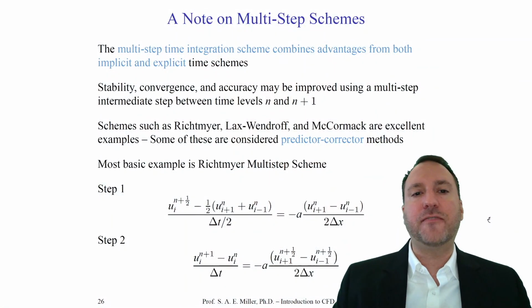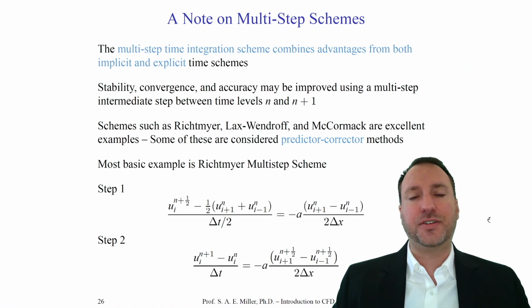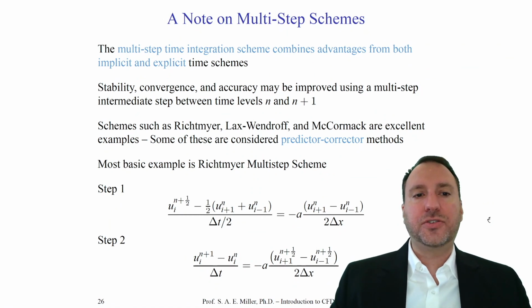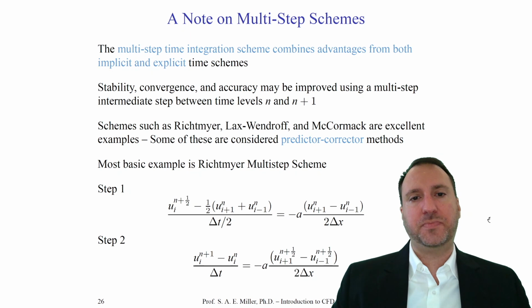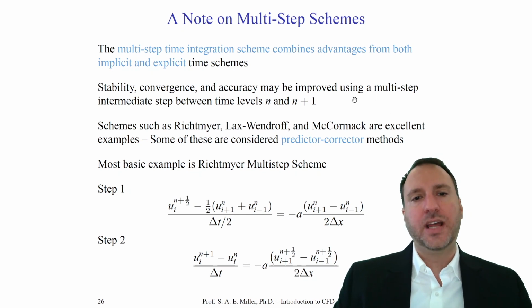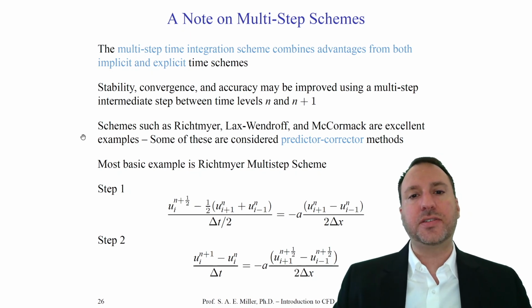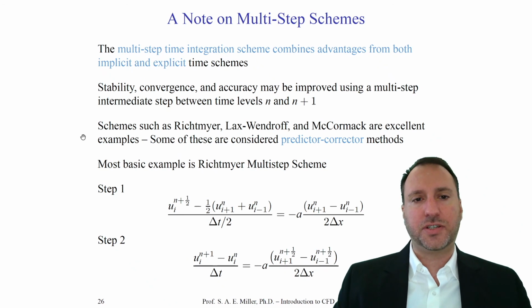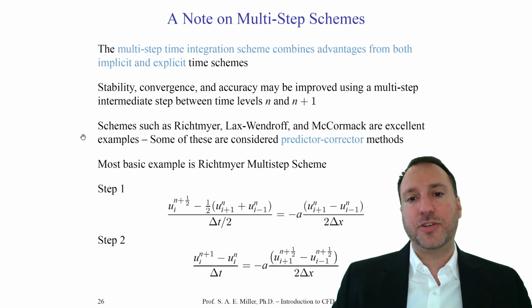Let's now make a few notes on the multi-step schemes. A multi-step time integration scheme will combine the advantages of both the implicit and explicit schemes, so we can make a multi-step scheme which combines the two. The advantages here are, of course, better stability, convergence, and accuracy of our CFD solver, and they're usually improved with this multi-step approach between time levels n and n plus 1. There are many types of these schemes, and you'll see them if you take a graduate research course in CFD. Such schemes you might see in the future are called Richtmyer, Lax-Wendroff, and MacCormack.